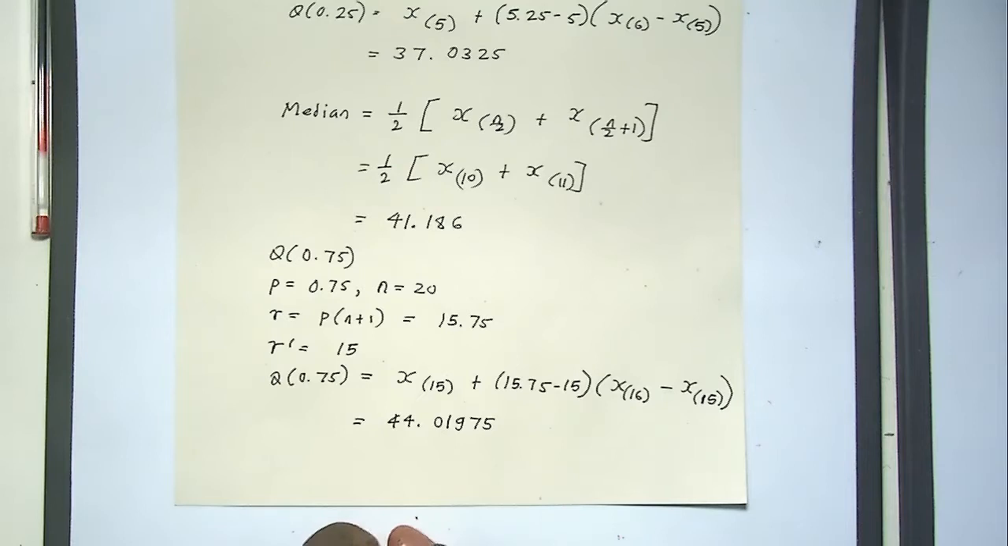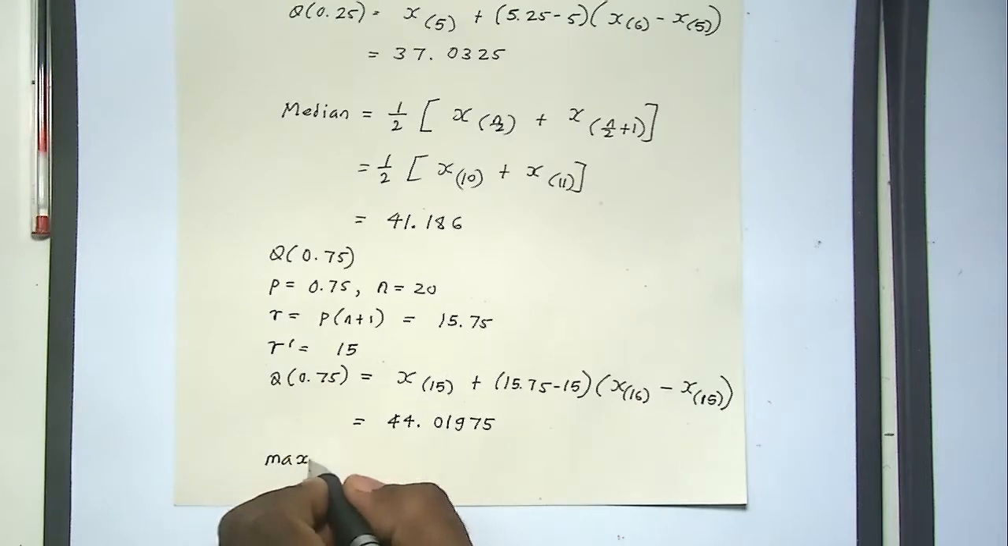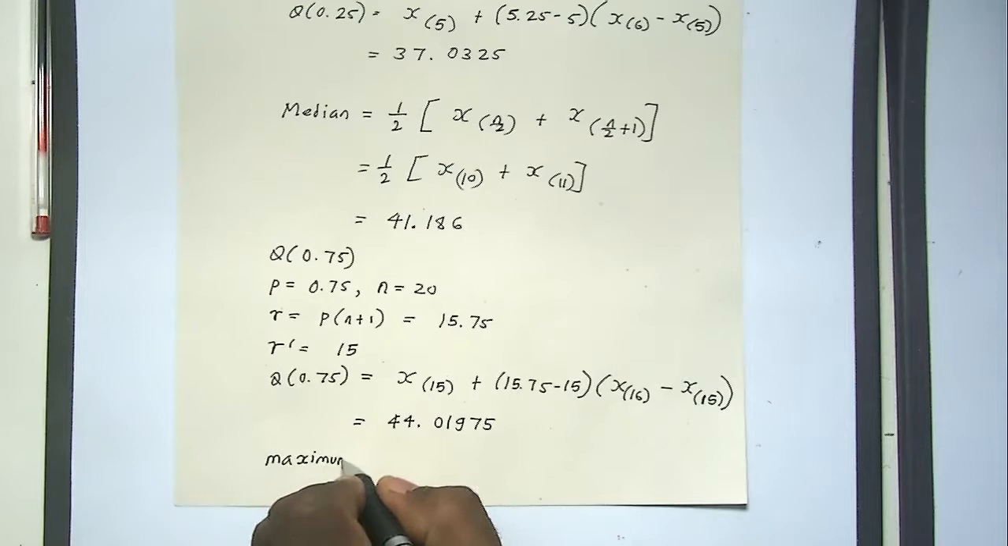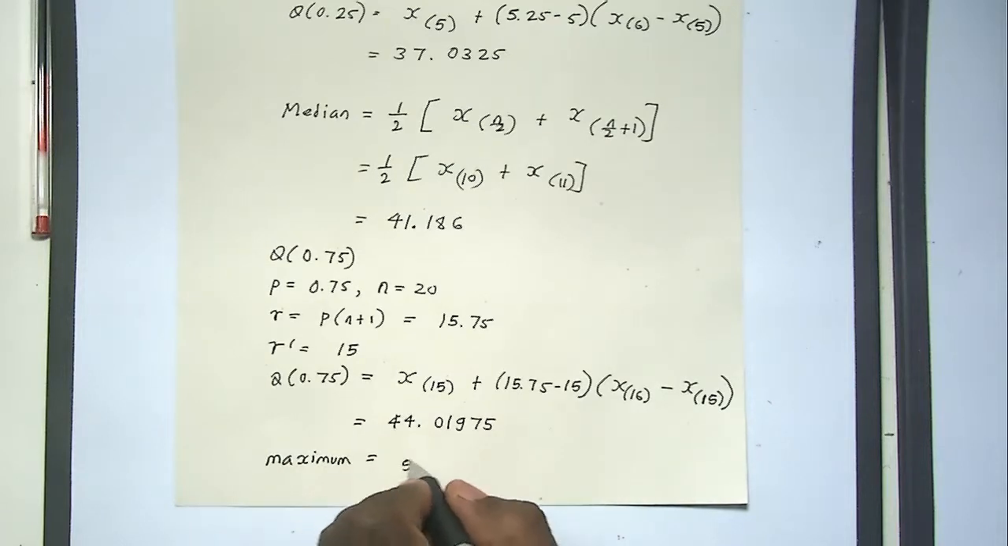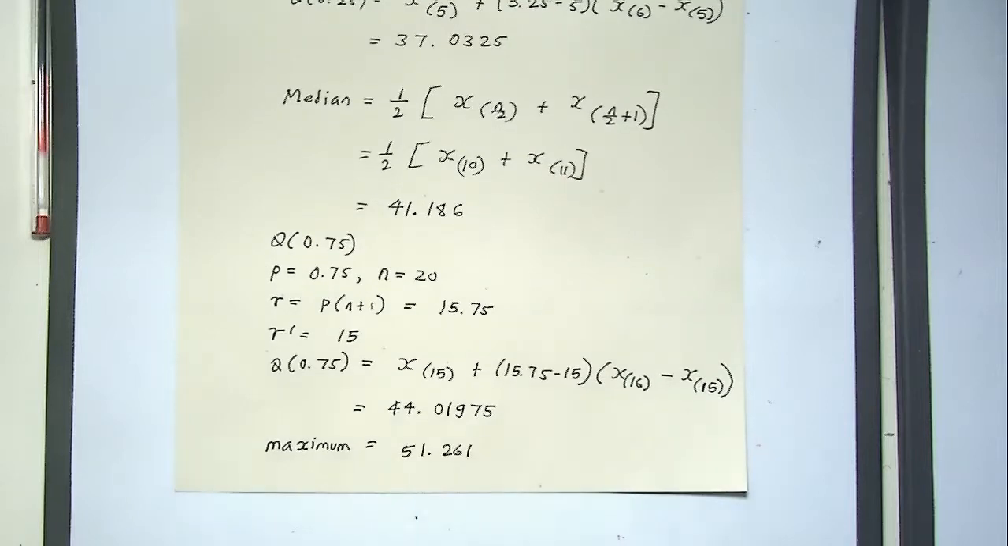And finally, the maximum is just simply the largest value. The largest value is 51.261. Alright, this is clear to all of you now. So it's just the five numbers you need to compute: the minimum, the first quartile, median, third quartile, and the maximum. Okay? Alright, that's part 1.